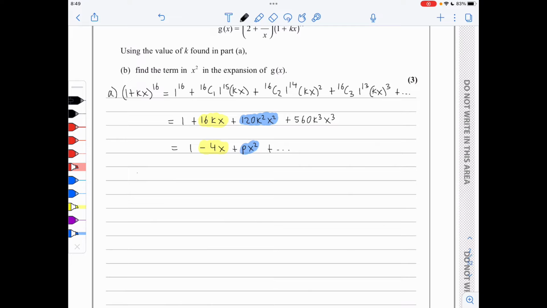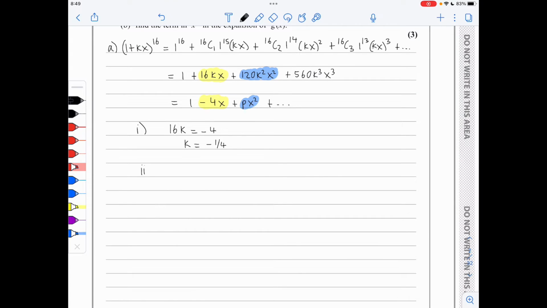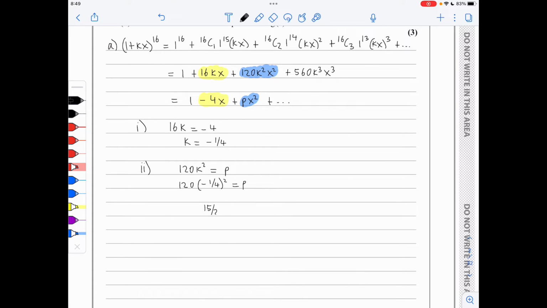So we know that 16k should be -4, so k turns out to be -1/4, and then we've got that 120k² is equal to p. So 120 times (-1/4)² is p, which means that p is 15/2.